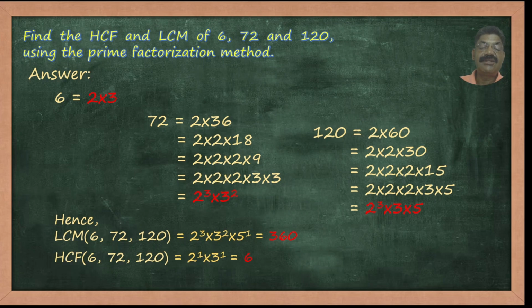To find the highest common factor, you have to consider the common factors in all the 3 factorizations. So 2 is a common factor, but what is the least power? Least power is 1. Therefore, 2 power 1. Into 3 is also a common factor. The least power is 1. Therefore, 2 into 3, which is equal to 6. Therefore, the highest common factor is 6. So this you have to remember: how to find the LCM and HCF using the prime factorization method. I already gave you the rule.